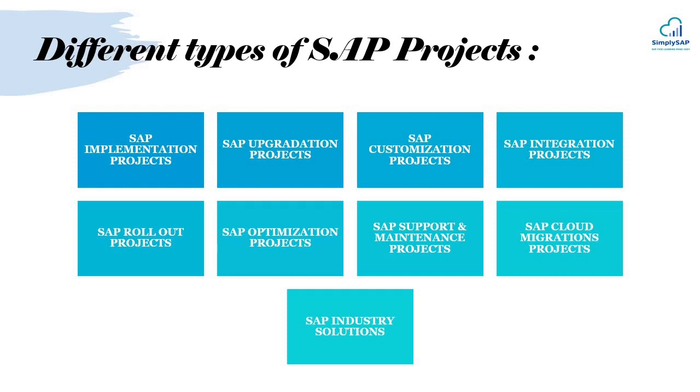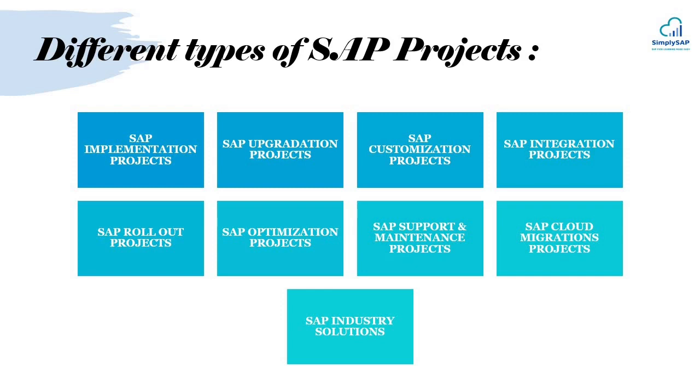The next one is the SAP support and maintenance project. These projects involve ongoing support and maintenance activities to ensure the smooth operation of SAP systems. This includes monitoring system health, applying patches and updates, resolving issues, and providing user support. The next one is SAP cloud migration. With the rise of cloud computing, organizations may undertake projects to migrate their SAP systems from on-premises installations to cloud-based platforms like SAP S4HANA Cloud or SAP Business ByDesign.